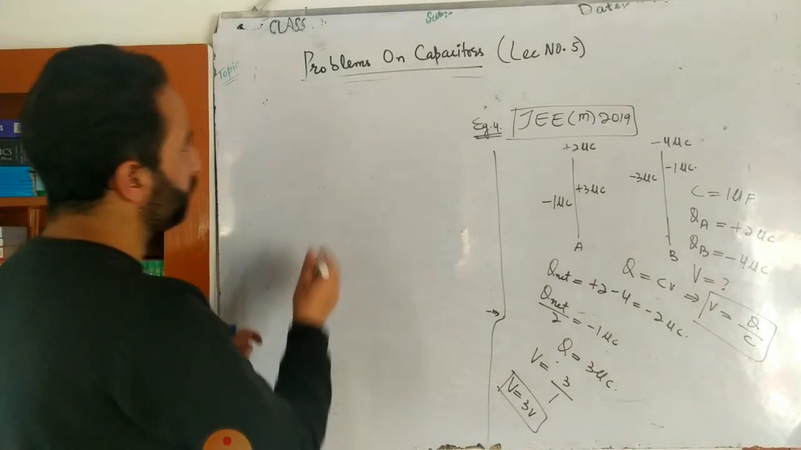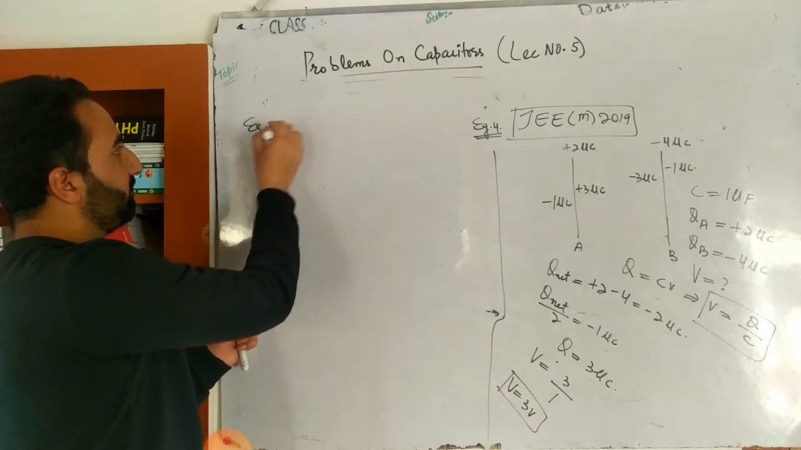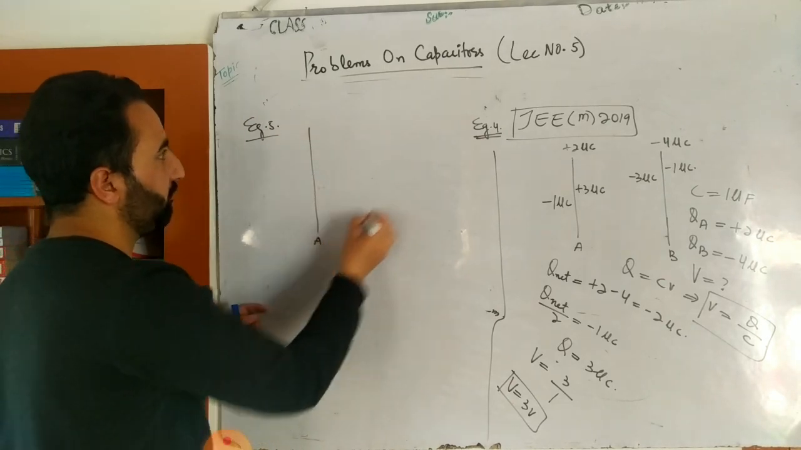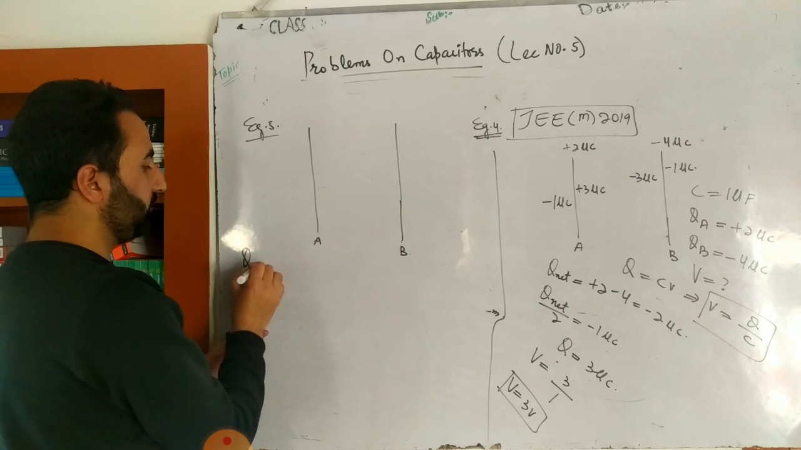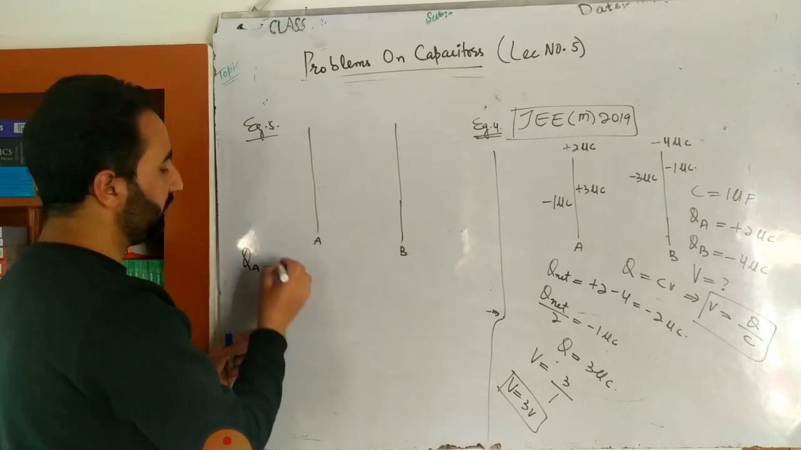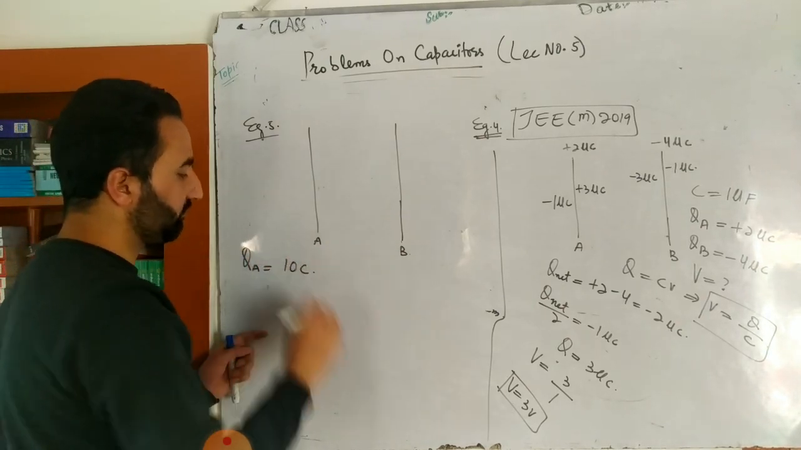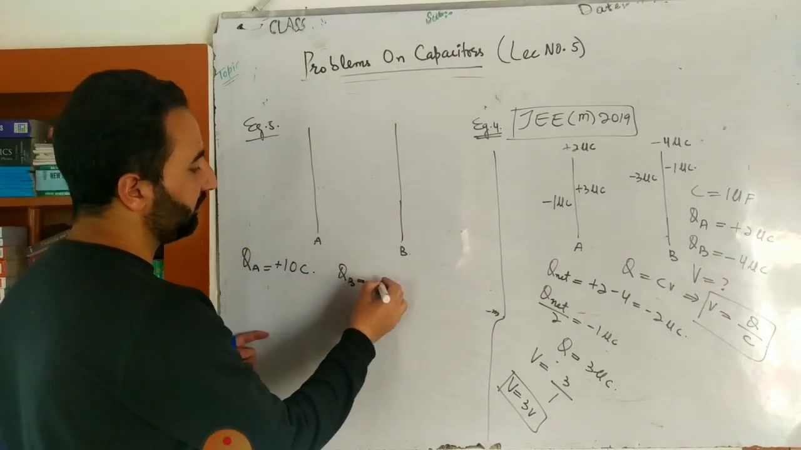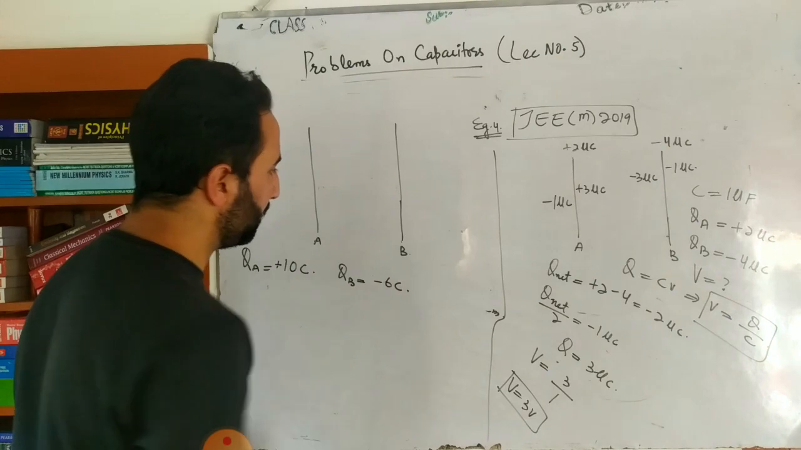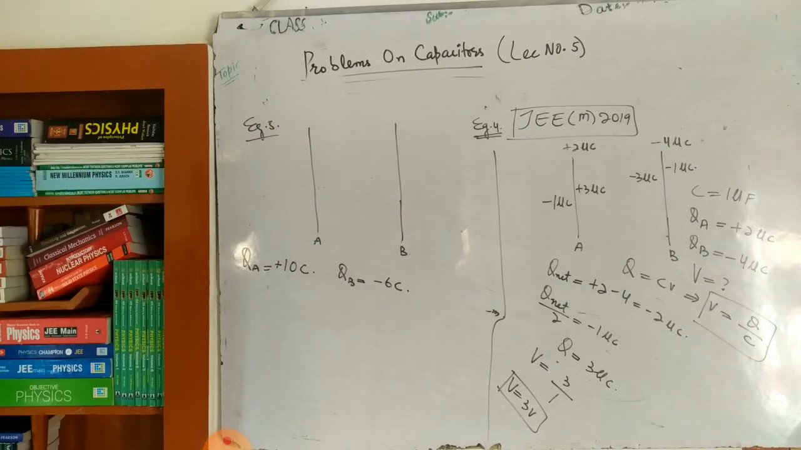Okay, so suppose we have example number 5. It's like this. These are two different plates. This here is plate A and this is plate B. It is given to you that the charge given to plate A is, let's take it, 10 coulomb, and the charge given to B, let's take it, minus 6 coulomb. Charge given to A is 10 coulomb and charge given to B is minus 6 coulomb.